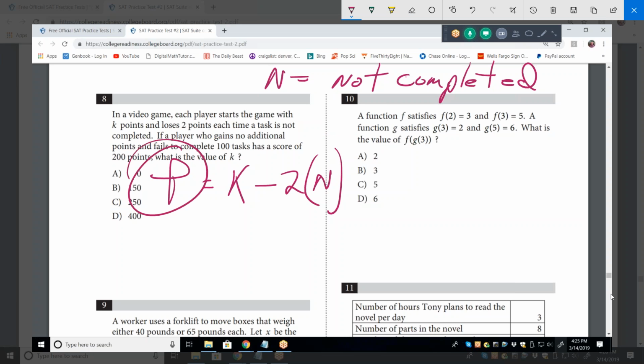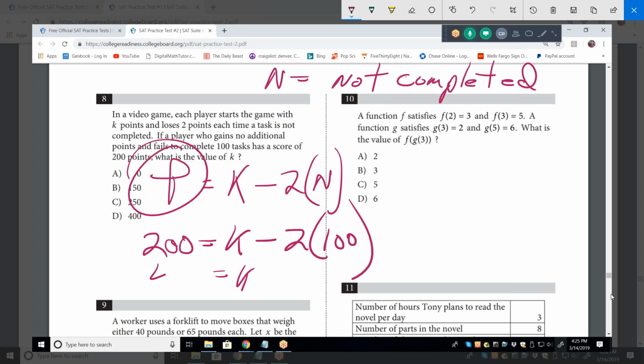This is his score. Okay. So I had 200 equals K minus 2 times 100. Perfect. What's K equal to? 400. Okay. That's very frequently what you want to do on these: write an equation that represents everything. And then they're going to give you 2 of the 3 variables. Once they give you 2 of the 3 variables, you can always calculate the 3rd variable.